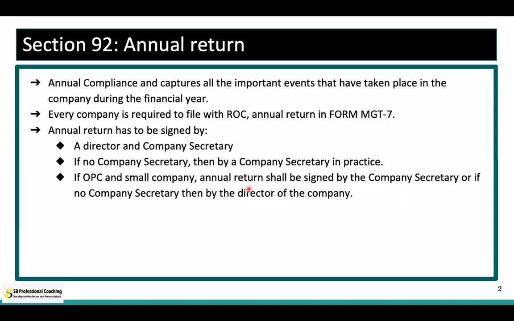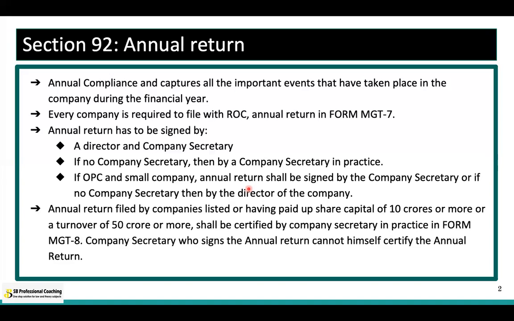So once again, I will summarize this provision. The annual return has to be signed for all companies other than OPC and small company by director plus company secretary. If the company secretary is not appointed, then a company secretary in practice. This one is clear. Now, for a class of companies like OPC or small company, the annual return shall be signed by the company secretary, or if no company secretary, then by the director of the company. So, in OPC and small company, the director will normally not sign if there is a company secretary. But if the company secretary is not there, then the director will sign. That is the crux of this third point.